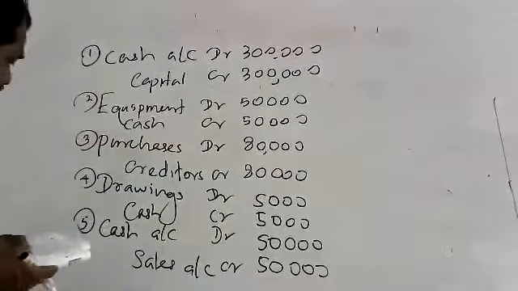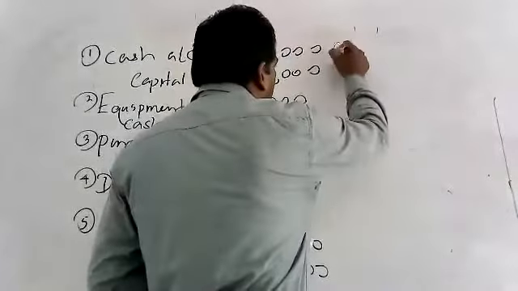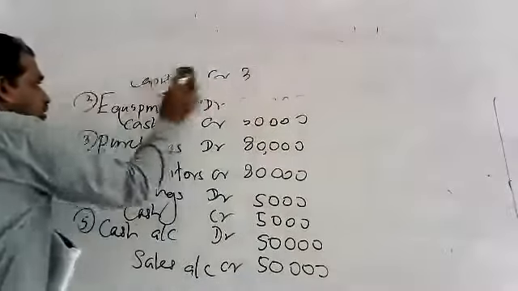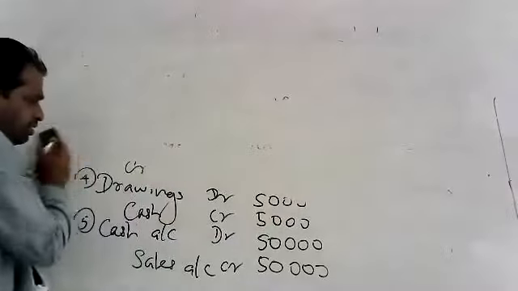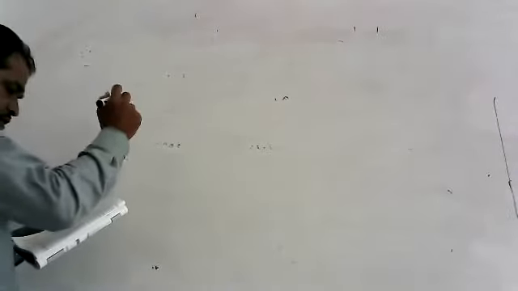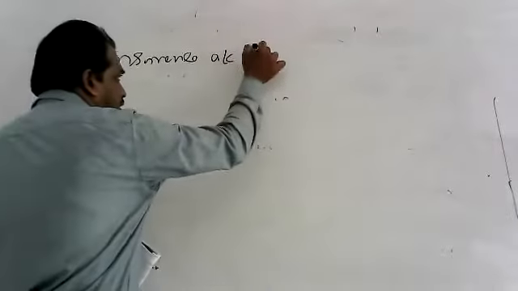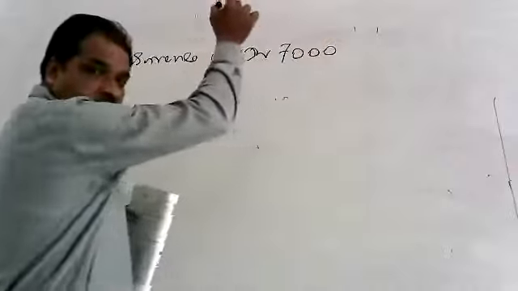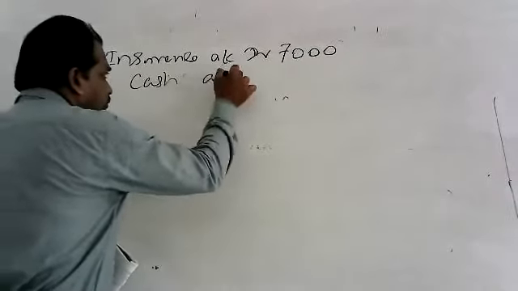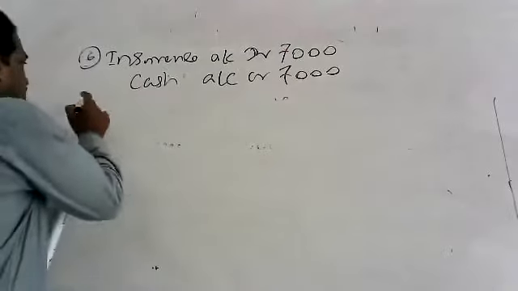Right. Next one, transaction number 6, paid insurance 7,000. Insurance comes under expenses. So expenses increase, debit. Then you can debit to insurance account 7,000, as they have paid in cash. Cash asset decreases, so cash account credit 7,000.